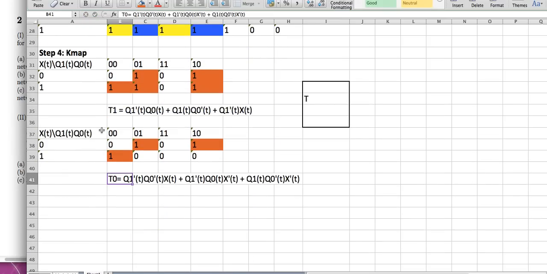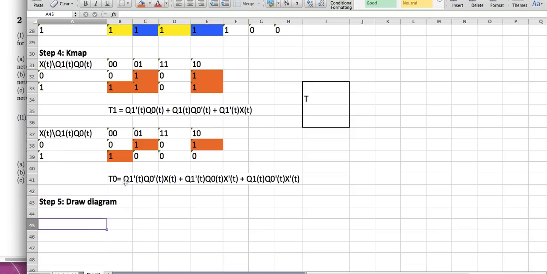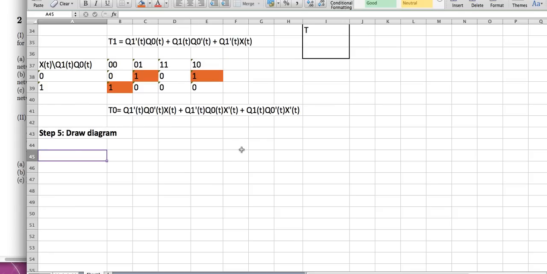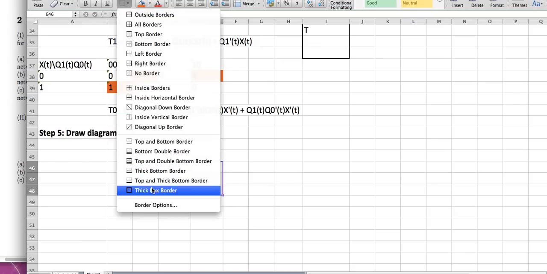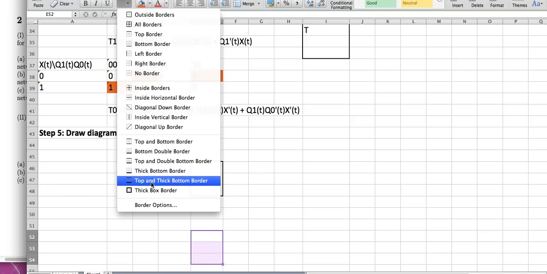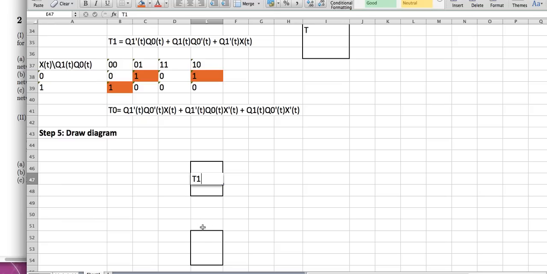Now, we're almost done. Our next step is just to draw a diagram or circuit, whatever. So what we have is two T flip-flop boxes. This is going to be my T1. This is going to be my T0. And then here I'm going to have Q1 not, and then Q0 and Q0 not.